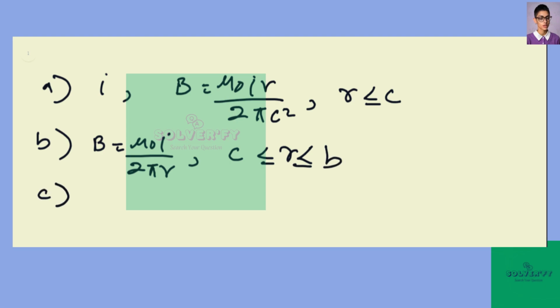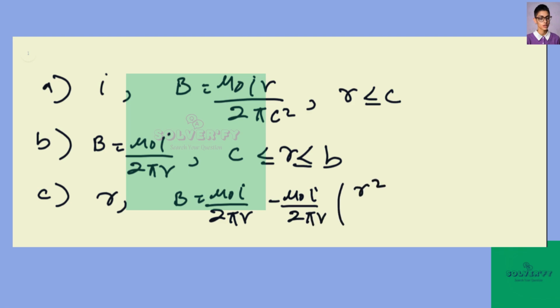For part C, within the larger conductor, we have a superposition of fields due to the current in the inner conductor, plus the field due to the negative current in that part of the outer conductor at a radius less than r. Thus the result will be B equals mu naught I over 2 pi r minus mu naught I divided by 2 pi r times r squared minus b squared divided by a squared minus b squared. This is for the case where b is less than r and r is less than a.